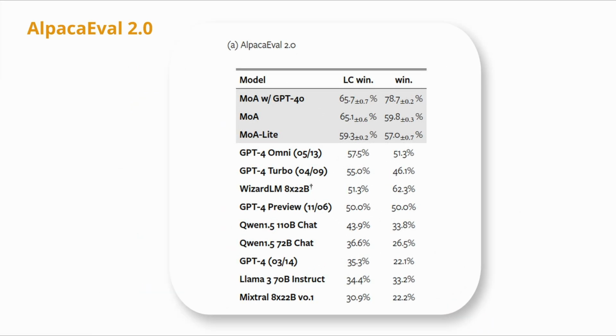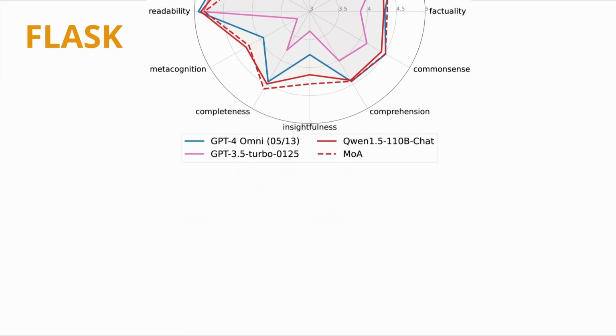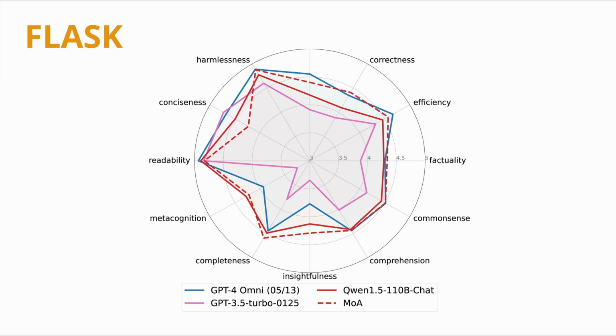They found that the responses produced with this mixture of agents framework outperform single LLMs such as GPT-4o responses on the Alpaca benchmark, as you see. The MOA method also outperforms GPT-4o on the FLASK benchmark in other areas such as completeness, metacognition, and factuality.